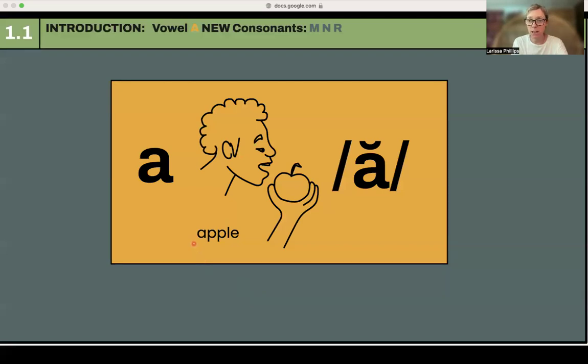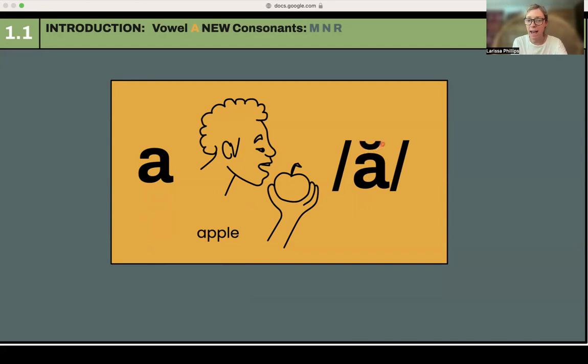Let's review the sound ah. What is the sound at the beginning of the word apple? Ah, right. And what letter stands for ah? A. Yes, sounds and letters are different. The letter is A, the sound is ah, and that breve over the A means that it's a short vowel sound that we're talking about.